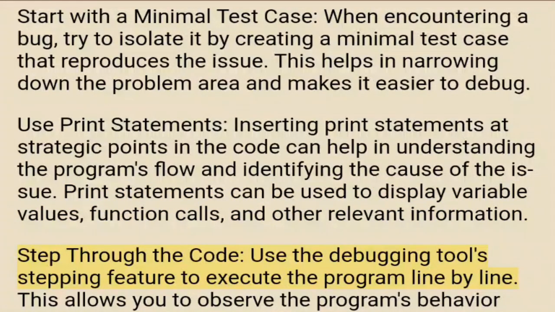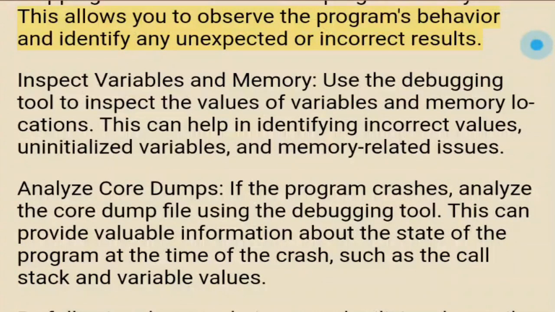Step through the code. Use the debugging tool's stepping feature to execute the program line by line. This allows you to observe the program's behavior and identify any unexpected or incorrect results. Inspect variables and memory. Use the debugging tool to inspect the values of variables and memory locations. This can help in identifying incorrect values, uninitialized variables, and memory-related issues. Analyze core dumps. If the program crashes, analyze the core dump file using the debugging tool. This can provide valuable information about the state of the program at the time of the crash, such as the call stack and variable values.